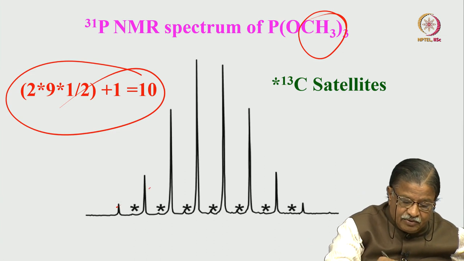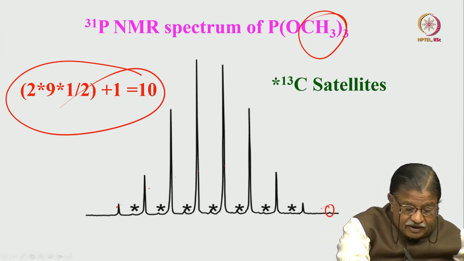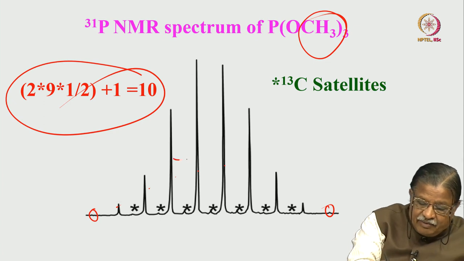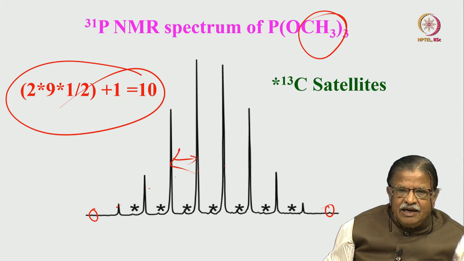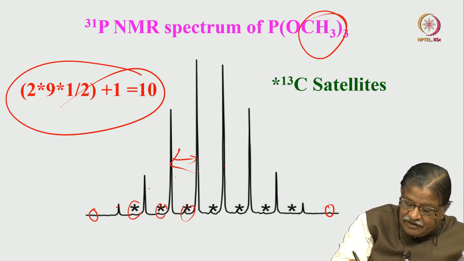Are we getting 10 peaks? See here 1, 2, 3, 4, 5, 6, 7, 8. Wait, where are the other peaks? One is here, one is somewhere here. You do not see it. Very weak in intensity. It is a 10 line pattern. Any of the separations will give you the PH coupling, phosphorus and proton coupling. Then what are the small lines which are seen here, which is written star here?